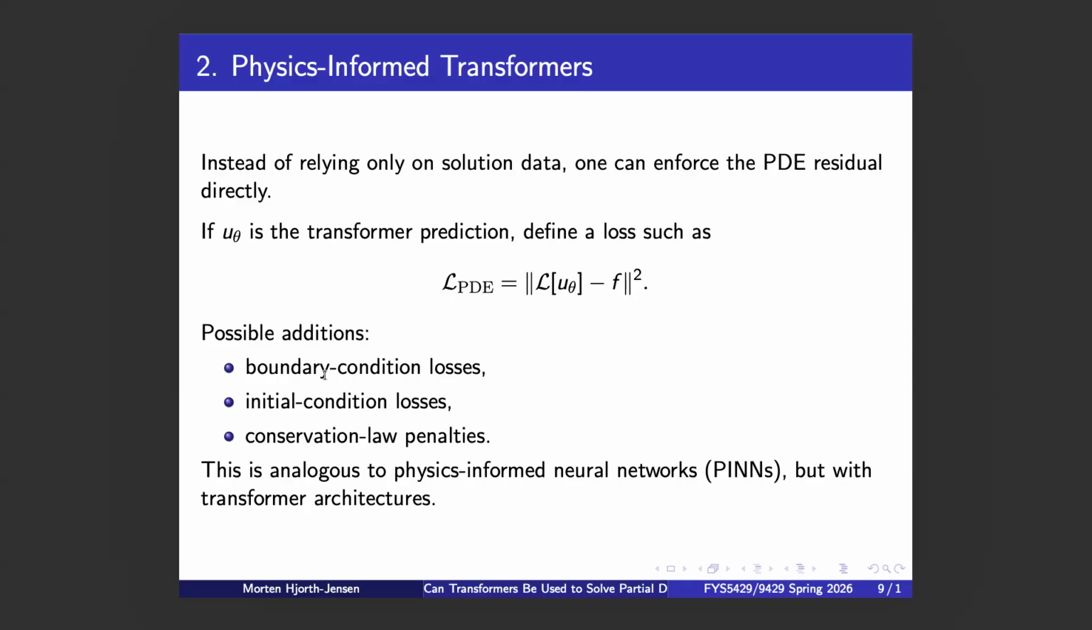If you go back to what we discussed with physics-informed neural networks, we had a loss function, which was a difference between the left-hand side and the right-hand side in a differential equation, which is what we have here. And then you have the boundary conditions and initial conditions. There can be conservation laws, which you want it to obey. So these are all things you can bake into a cost function. So it's pretty similar to what you have with physics-informed neural networks, but you have transformer architectures instead.